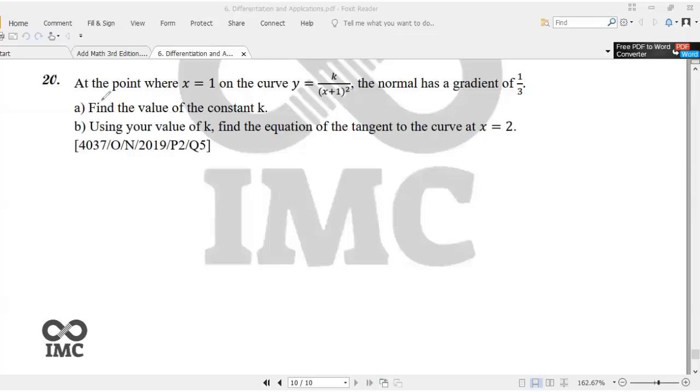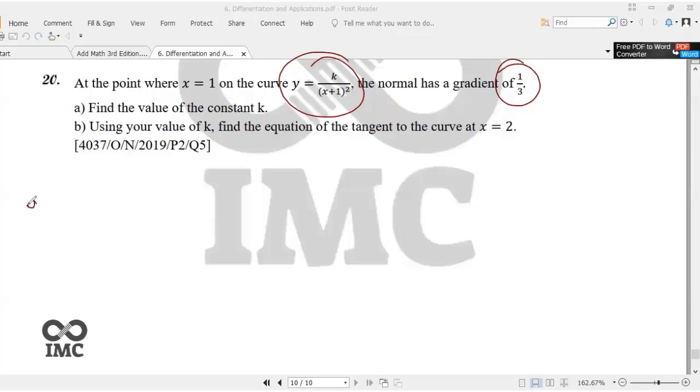Here the question says at the point where x equal to 1 on the curve y equal to k by (x plus 1) whole square, the normal has a gradient of 1 by 3. So here the gradient of the normal has been given. So we need to find out the normal. Okay. So how can we find out the normal?